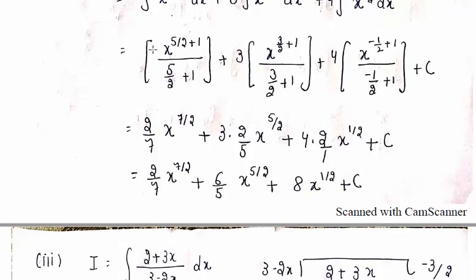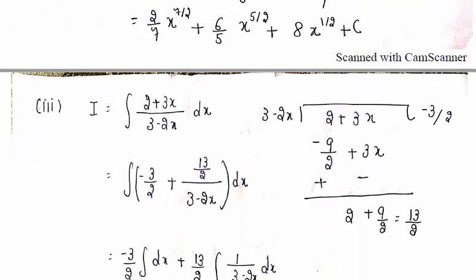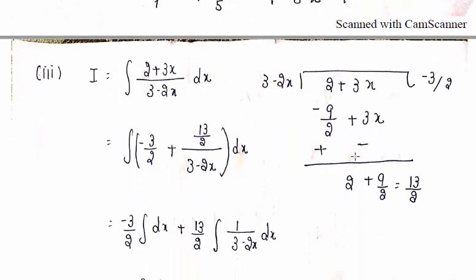Now we simplify that. 5 by 2 plus 1 is 7 by 2, and if we shift this 7 by 2 into the numerator, this becomes 2 by 7. So 2 by 7 x raised to power 7 by 2, plus 3 into 2 by 5 x raised to power 5 by 2, plus 4 into 2 x raised to power 1 by 2, plus c. So that is our answer after the integration.